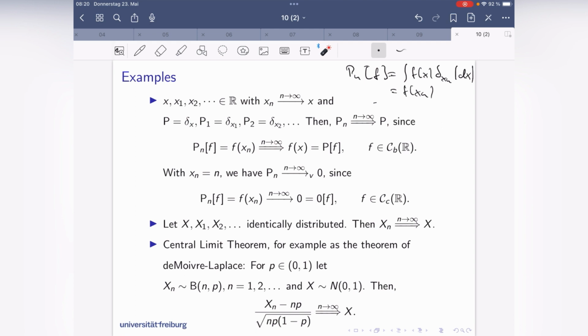So the point is really here, since you have compact support, f of xn might run out of it, and you get zero. That cannot happen here, because here the functions are bounded and do not necessarily need compact support. Okay, next example. If you have identically distributed random variables, then they converge.